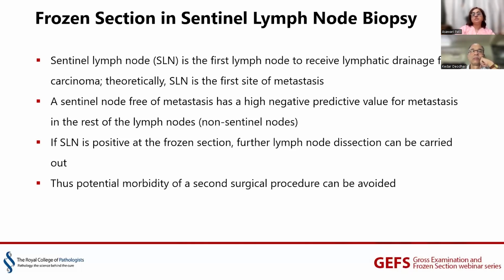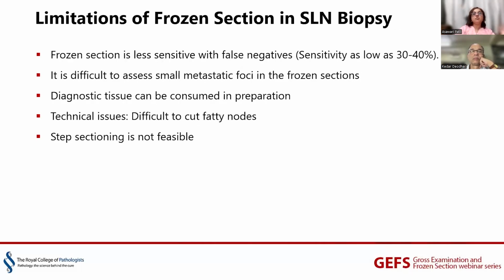Obviously, frozen has limitations for that. So how do we proceed? Go with sentinel nodes. Frozen section is less sensitive, and there are false negatives for sentinel nodes. But when it is positive, it is really helpful. If it is a small metastatic focus, it may be missed. But when the sentinel node is positive, we can tell them it is positive, and the surgeon can proceed with the rest of the lymph node dissection.